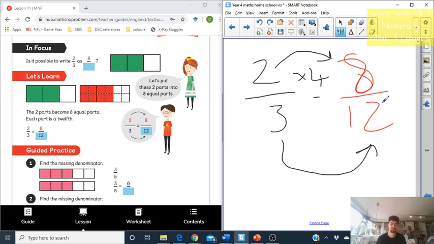So there's some of the challenge questions that you see sometimes in papers. Which would you rather, 2/3 or 8/12? Well, they're both the same, so it doesn't matter.